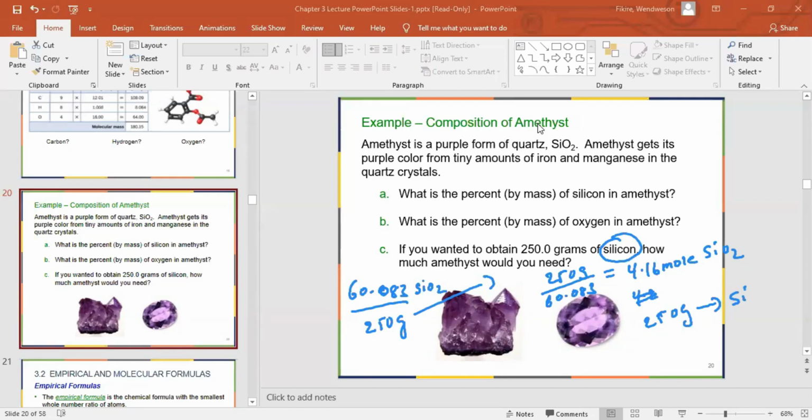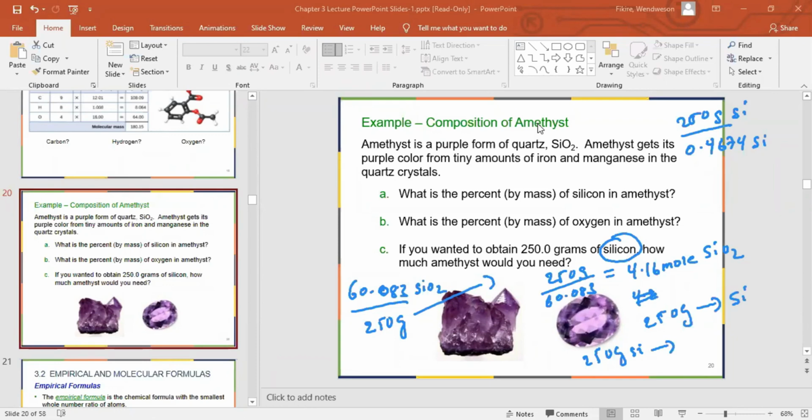So when we calculated earlier, we saw that silicon is 46.74% of amethyst. So for us to have 250 grams of silicon, we would need to have, let me see, I'm going to my calculator again. 250 grams divided by 0.4674 would give us 535 grams of amethyst. That's the amount of amethyst we would need to have 250 grams of silicon.